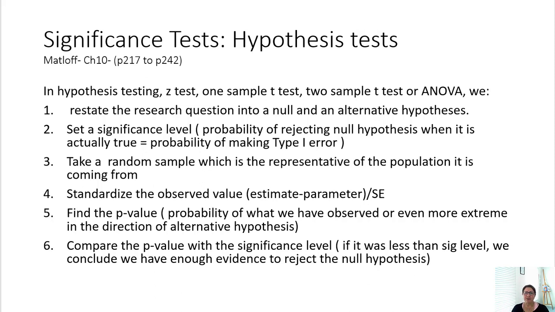So we find the p-value. In your readings, it shows you the value that you can get for the two-tail test, so it is twice the probability of Z or T less than a value. Then you compare your p-value with your significance level. The p-value is a probability. If the p-value is less than the significance level, which we normally set to 5%, then we have enough evidence to reject the null hypothesis.